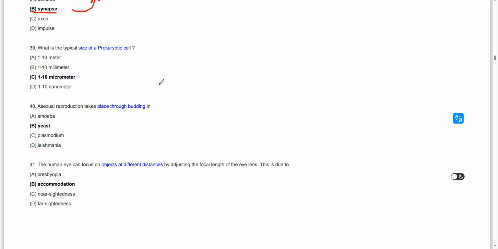What is the typical size of the prokaryotic cell? The typical size of the prokaryotic cell is 1 to 10 micrometer.